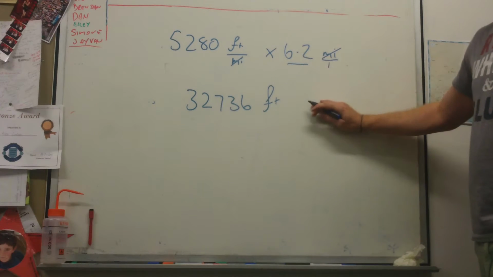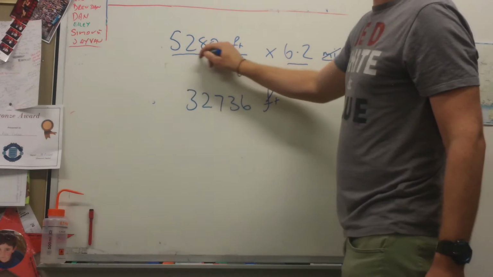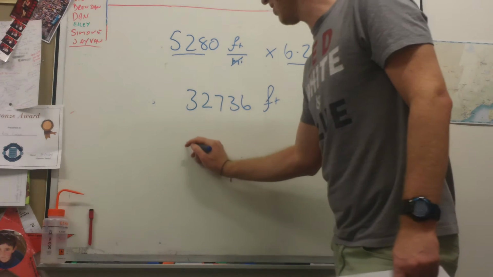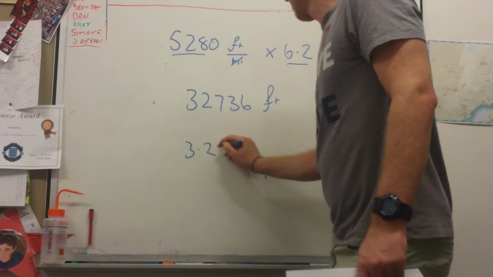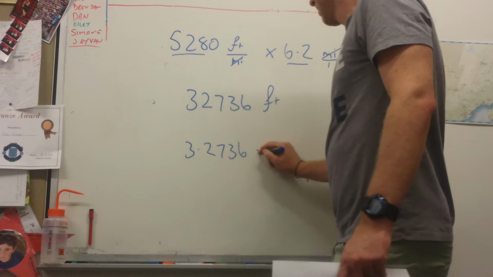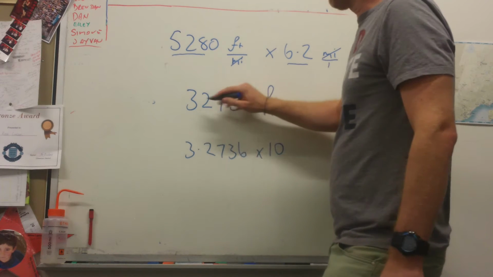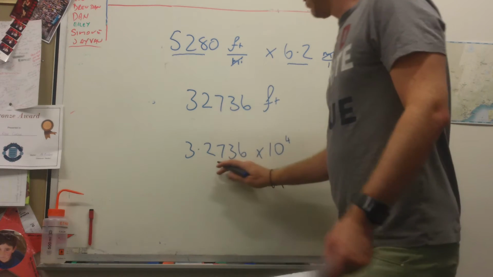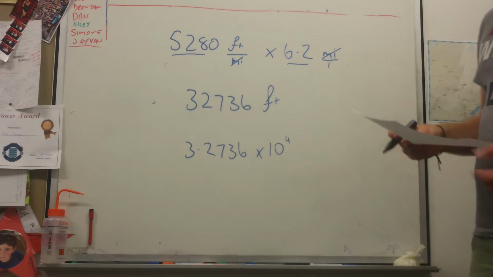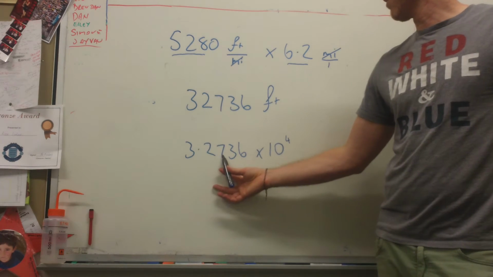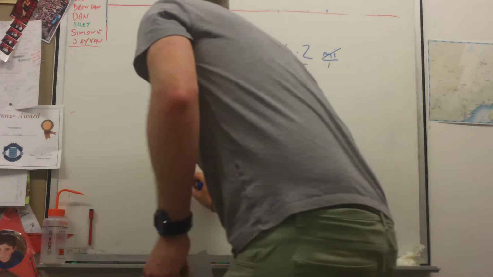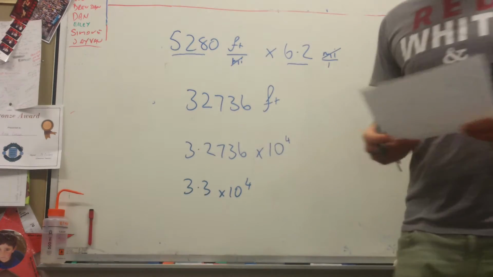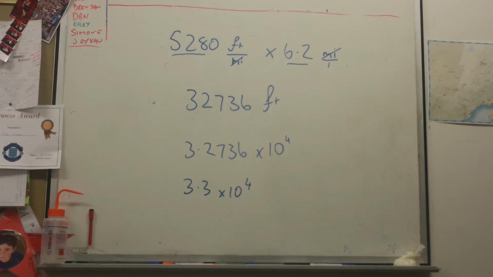We have 2 significant figures here and 3 significant figures here. We need to go to 2 significant figures. We convert this to scientific notation, times 10 to the 4, because we're moving the decimal place 1, 2, 3, 4. To get that to 2 significant figures, we go to 2 and we actually round up. 3.3 by 10 to the 4 is our correct answer.